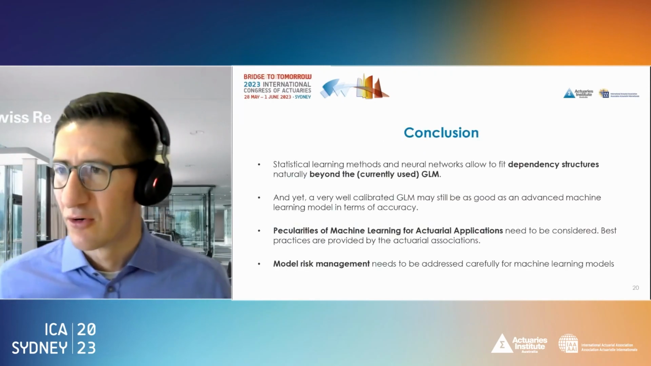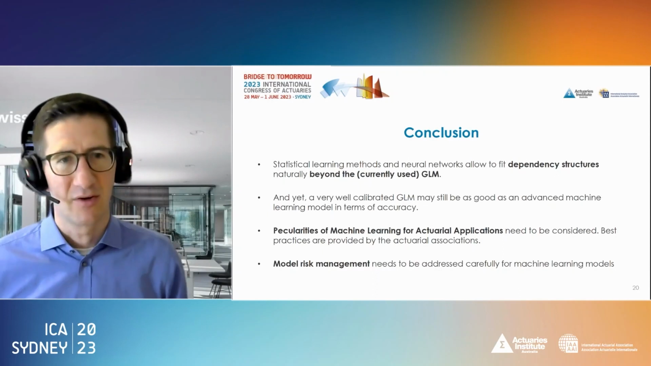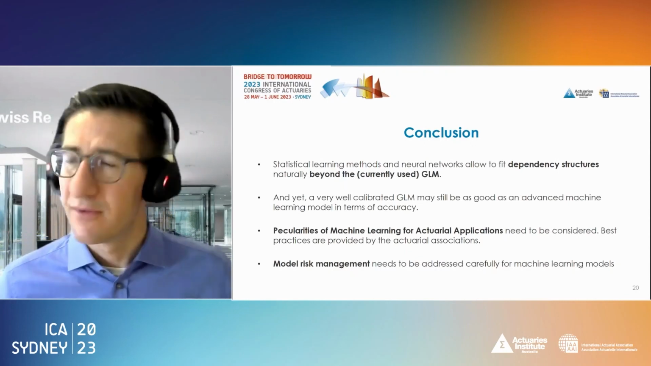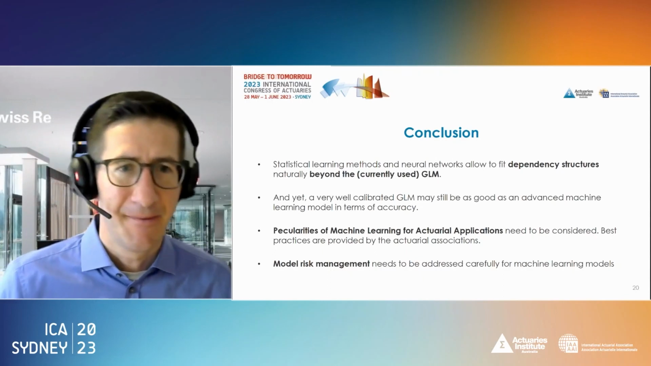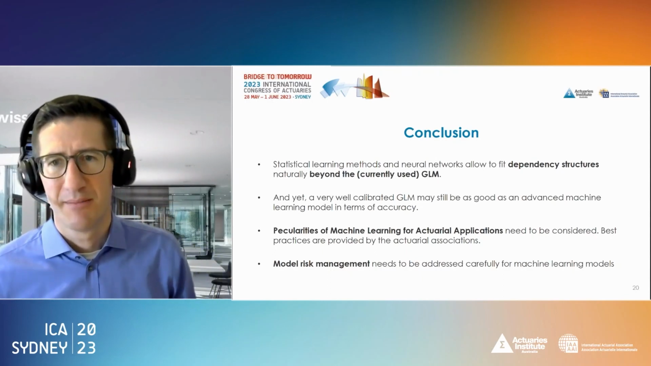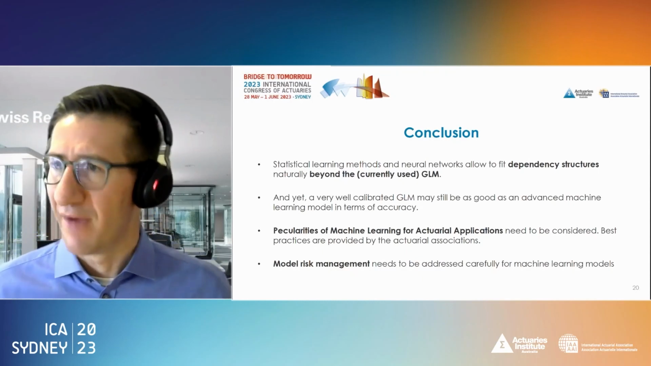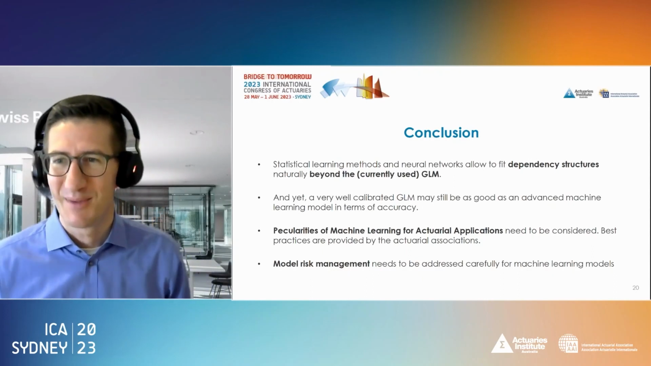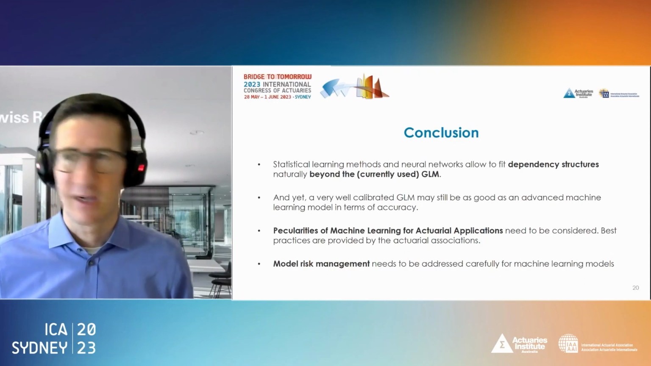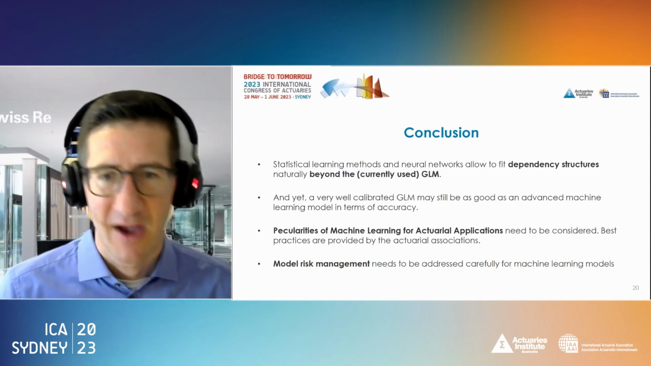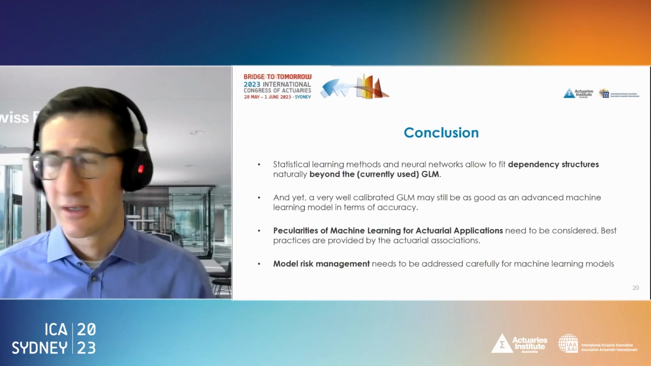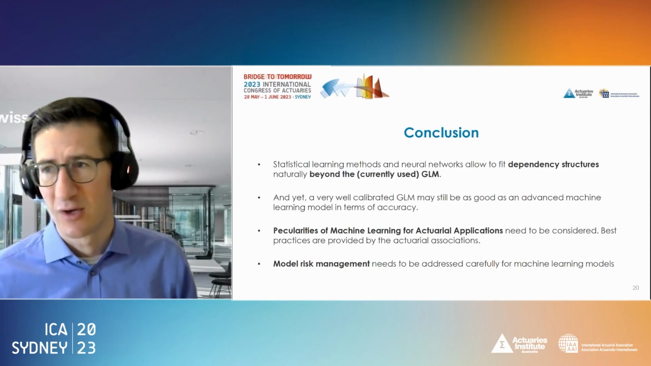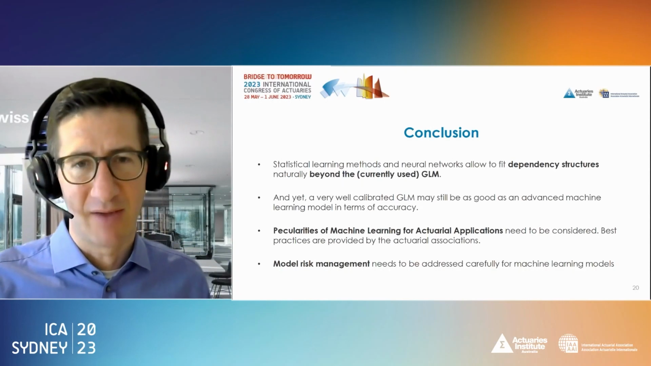And with that, I'd like to reach a conclusion from my talk. So they are the following. Statistical learning methods or machine learning allow us to fit dependency structures naturally beyond the currently used GLM. And yet a very well calibrated GLM might still be as good as advanced machine learning models in terms of accuracy. And peculiarities of machine learning for actuarial application need to be considered. I think in the meantime, there are quite some best practices from various actuarial associations around that topic. And machine learning models are more complex, and hence model risk management also needs to address those challenges around them.